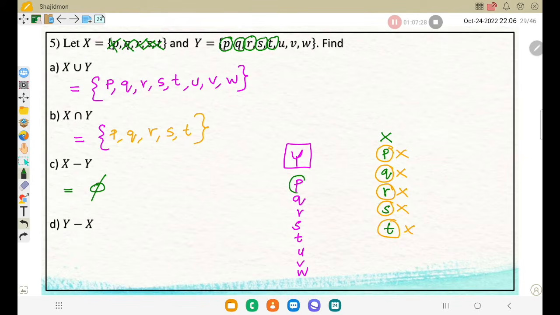So P is coming in x, correct? So delete. Q is also coming in x, delete. R is coming, S coming and T is also coming. You can delete these numbers. So what is pending? U, V and W. That is the answer. Those numbers not coming in x, so we can take U, V and W. I hope you understood that one.